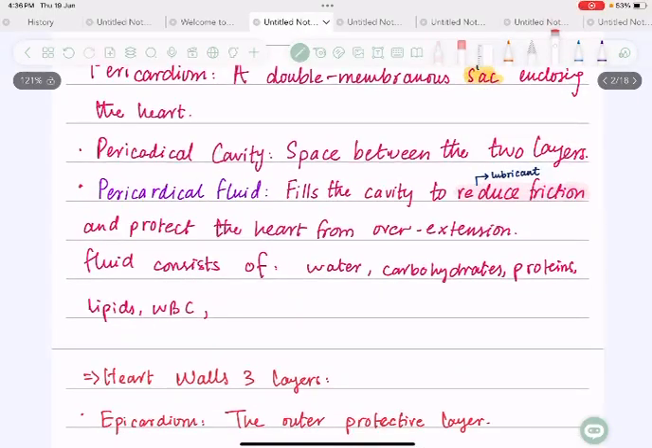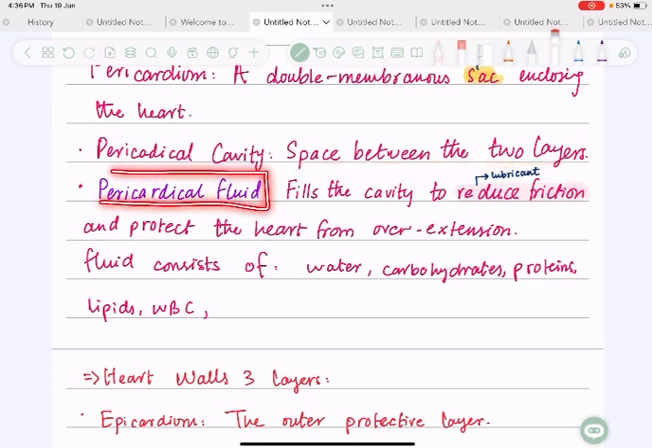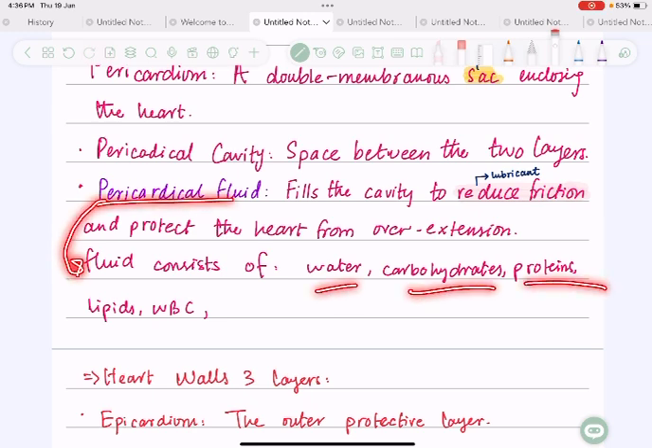It has a pericardial cavity. What is this? It is the space between the two layers. We have pericardial fluid, which fills this pericardial cavity. This fluid reduces friction, meaning it acts as a lubricant, and protects the heart from overextension. What does this pericardial fluid consist of? It consists of water, carbohydrates, proteins, lipids, and white blood cells.